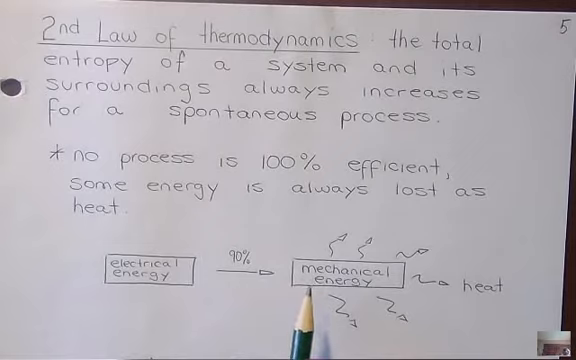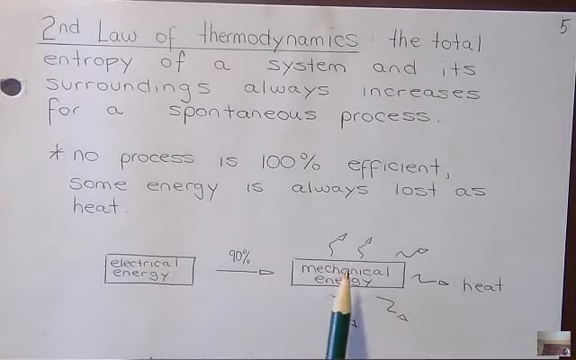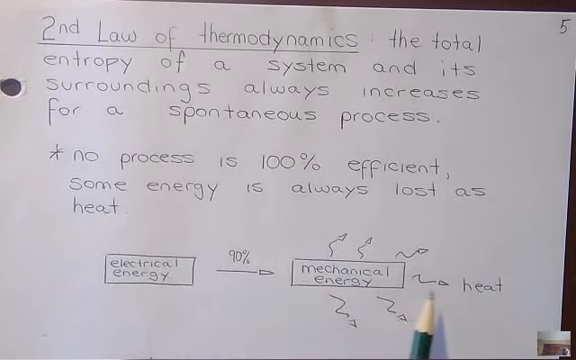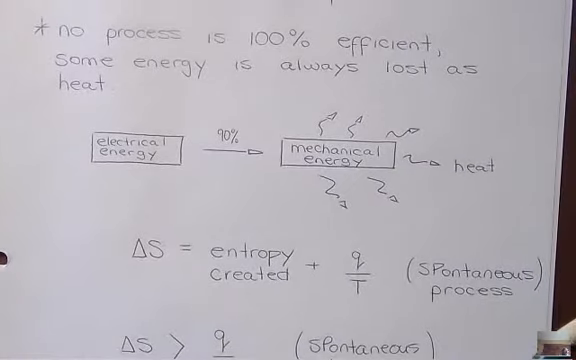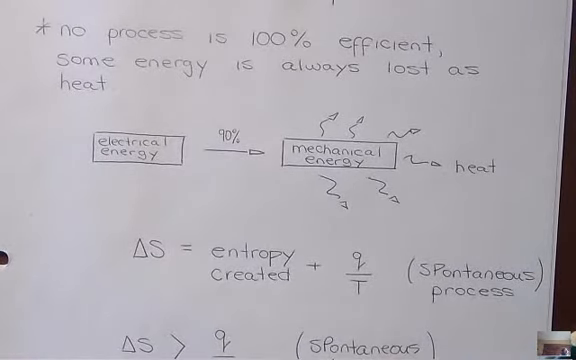But in order for something to happen spontaneously, you hit the switch and the vacuum cleaner goes on every time. In order for that to happen, you cannot convert all of the electrical energy into mechanical energy. Every time you do some sort of conversion, some energy has to be lost to heat, right? And that's what's happening. That's why your vacuum cleaner gets hot. You don't want it to get hot. That's why your drill gets hot. You're trying to make mechanical energy from electrical energy, but there's always waste heat that you can do nothing about.